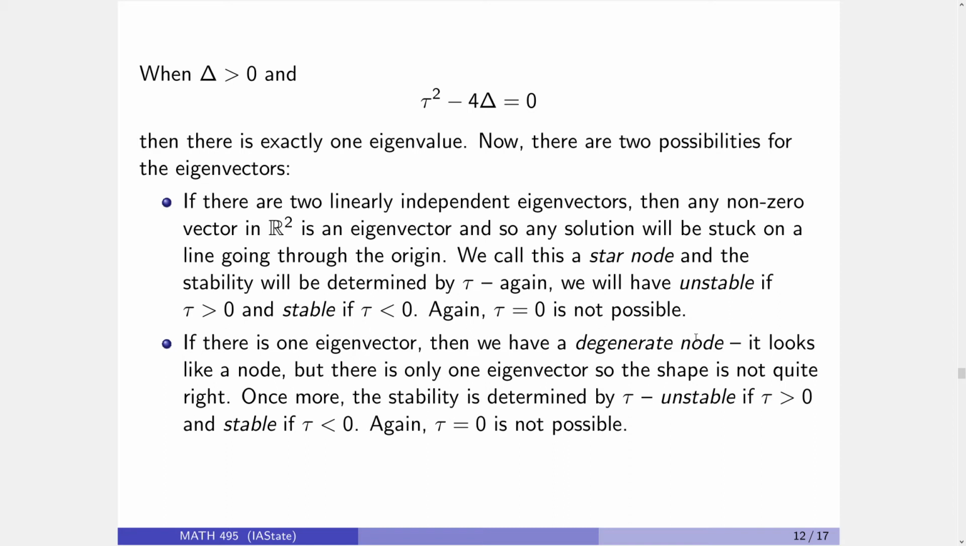And again, the stability is based off of the tau, because we only have one eigenvalue, so tau is just literally equal to it. So the trace, right, in this case would be equal to the sum of the eigenvalues, and so in this case it just lines up, and we're happy about it. So again, if it's positive, we are unstable, and if it's negative, we are stable. Okay, and again, tau equals zero cannot happen, because if it was, then delta would be zero.